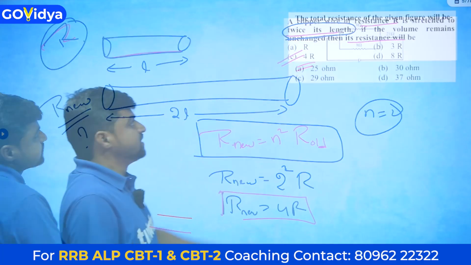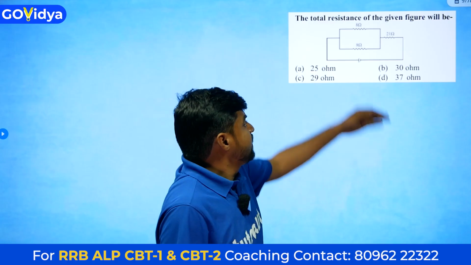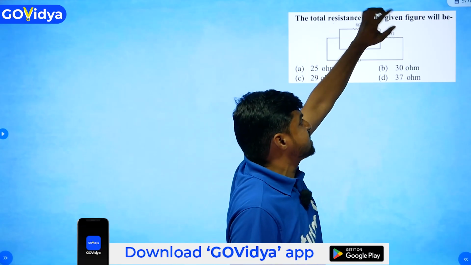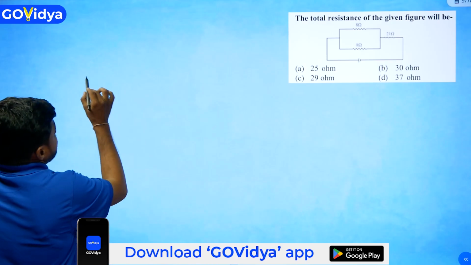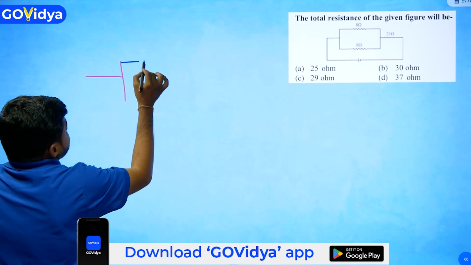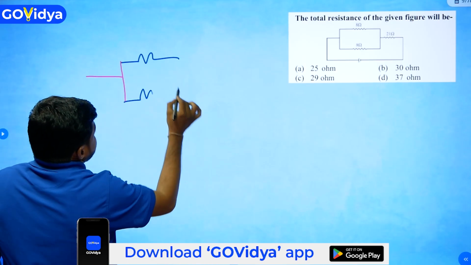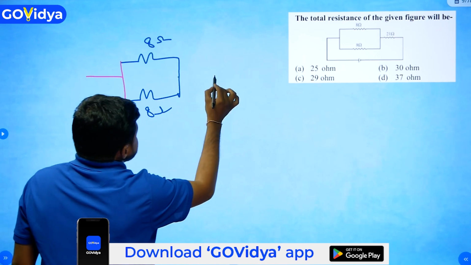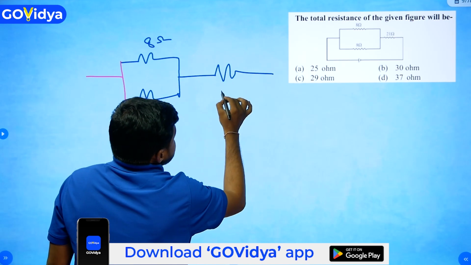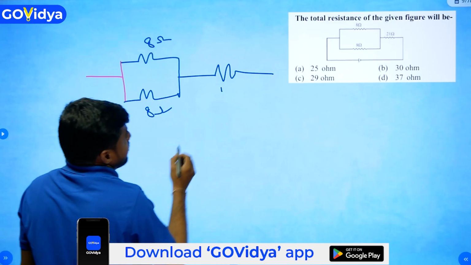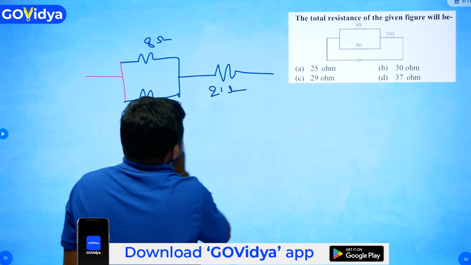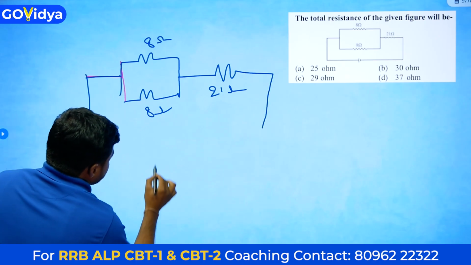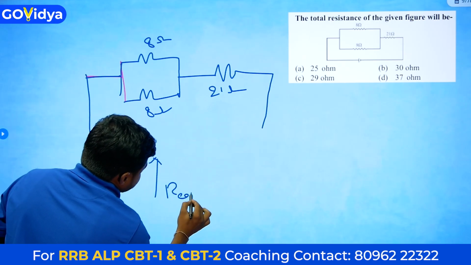Next question. The total resistance in the circuit. Here 8 ohm and 8 ohm are connected in parallel and the combination is connected in series with 21 ohms. Now we have to find R effective.